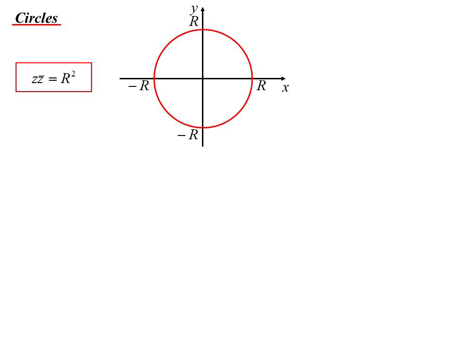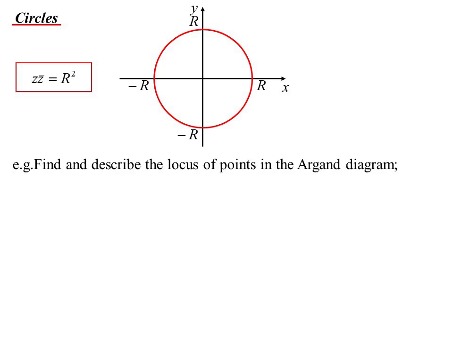It's the sum of 2 squares, which we now know is a number times its conjugate. The circle then could have the equation z times z conjugate is equal to the radius squared, instead of saying x squared plus y squared is the radius squared. Find and describe these ones then. What would this look like?